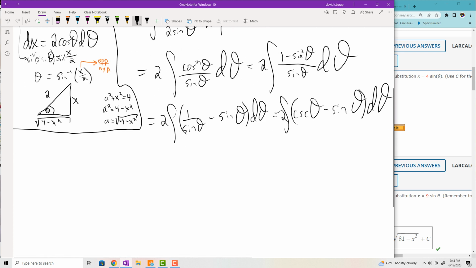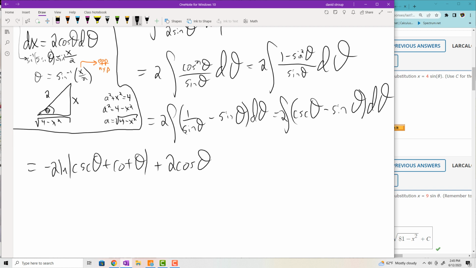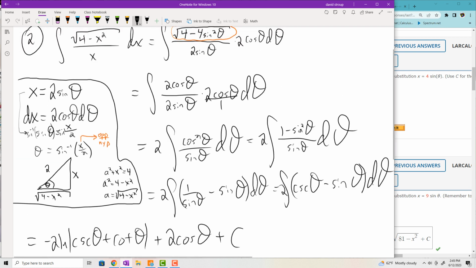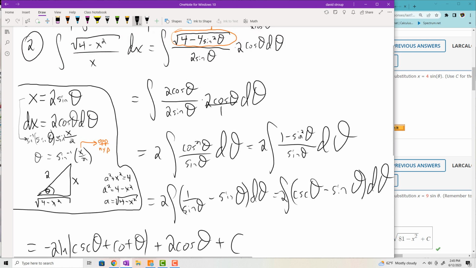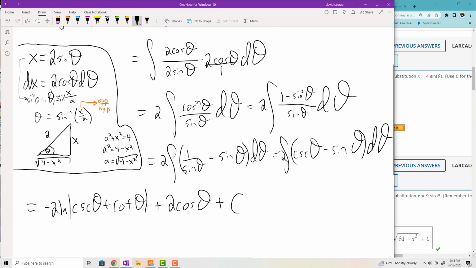So you may have to look up the cosecant integral, but it'll end up being negative 2 ln absolute value cosecant plus cotangent. And then minus, distributing the 2, you get 2 plus cosine theta. So the integral of sine is negative cosine, and then there's a negative in front of it. And then plus c. All right, so that's half the battle, just eliminating that square root portion, and then we're able to get this antiderivative in terms of thetas.